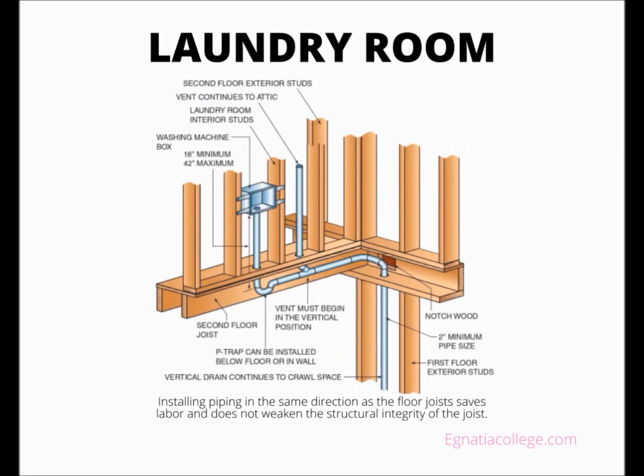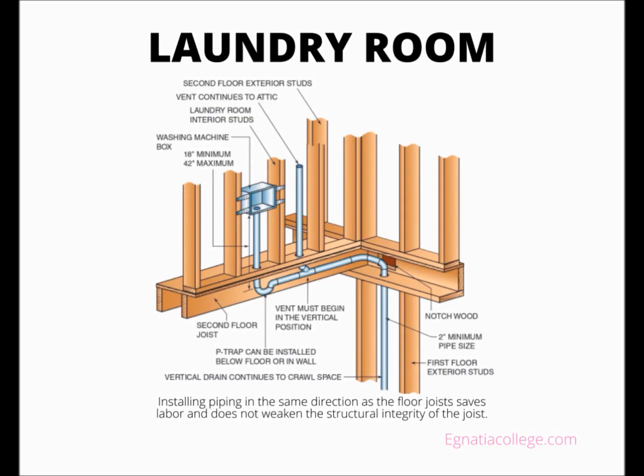Laundry room. When a piping system must be installed on a level of a building other than the first floor, it must be routed to accommodate the design, which increases labor costs. As with all piping systems routed in a residential house, the direction of the floor joists is a primary factor in deciding where to install the piping.